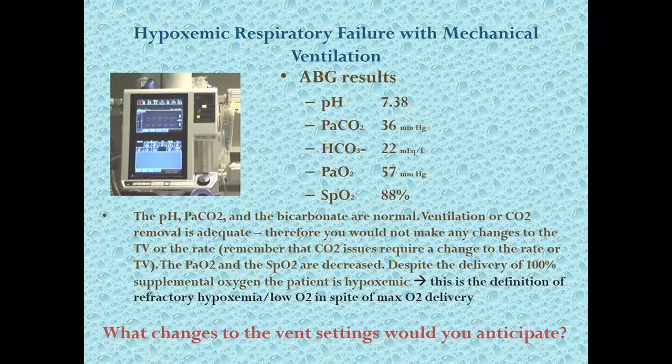So what kind of changes are we going to make? Well, if you thought, well, let's increase the supplemental O2, well, that's not going to work because we're at 100% and we cannot go any higher. So this is what we call refractory hypoxemia. You have a low oxygen state in your patient in spite of the max delivery of oxygen. So where do you go from here?